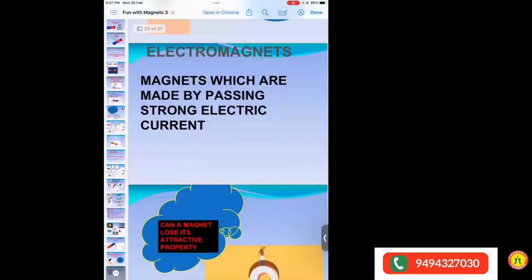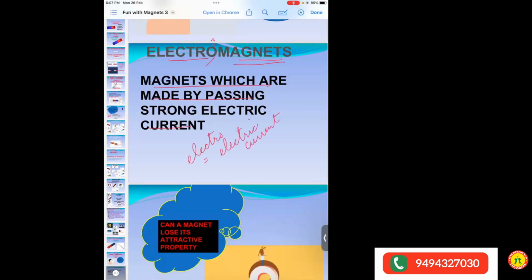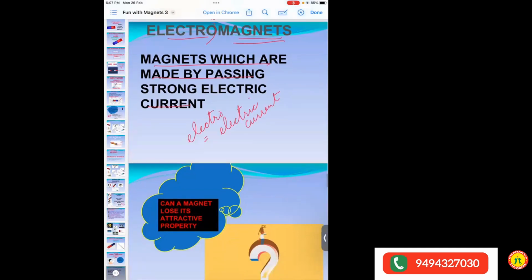So, electromagnets now, magnets which are made by passing a strong electric current. Now, electromagnets, two words we are using here. When we talk about electro, here it means the electric current. And when we talk about the magnet, we know we are talking about the magnet. So the magnets which are made by passing a strong electric current are called electromagnets. The two things used in this process for electromagnets to be made are, the first, electric current, and the second, the magnet.